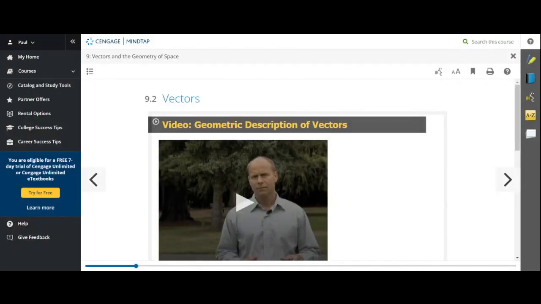Of section 9.2. So 9.2 deals with vectors. How many have seen vectors in another class, like a physics class or a science class? How many have seen those? Okay, Mario's seen them.